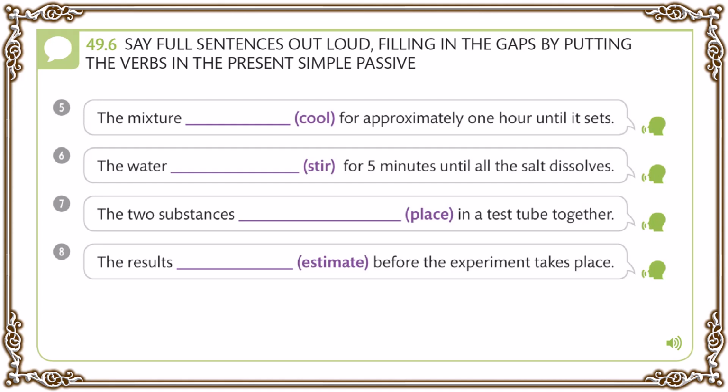The mixture is cooled for approximately 1 hour until it sets. The water is stirred for 5 minutes until all the salt dissolves. The two substances are placed in a test tube together. The results are estimated before the experiment takes place.